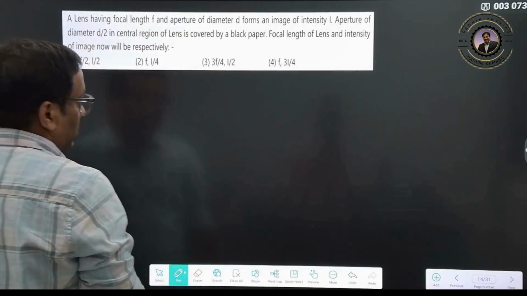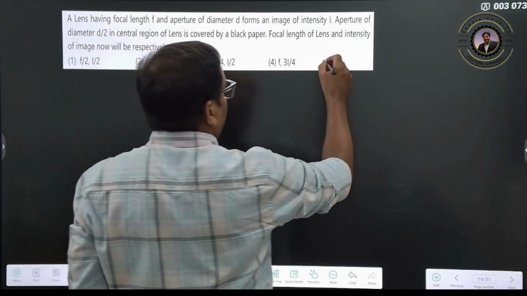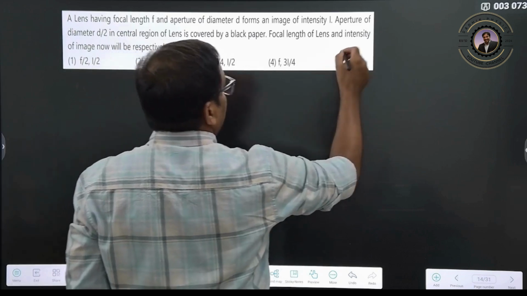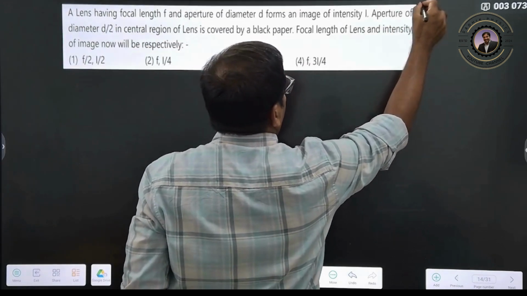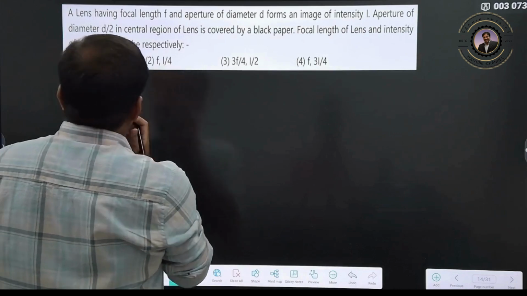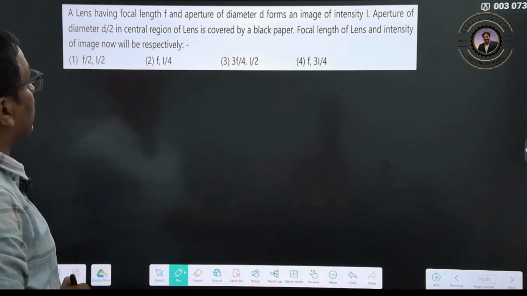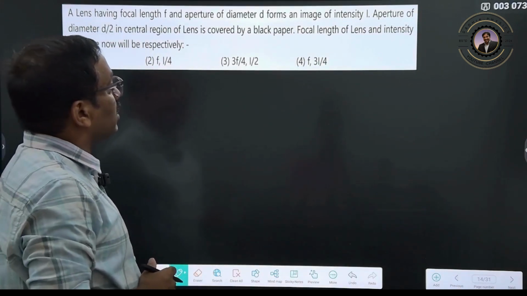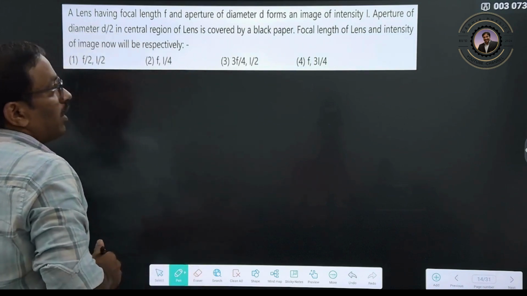Now let us see this question. Slightly one learning is there in this question. A lens has a focal length f and aperture of diameter d, and forms an image whose intensity is I.